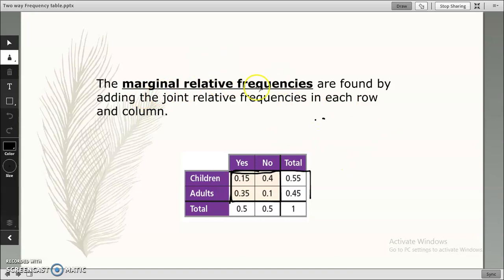Now the marginal relative frequencies are found by adding the joint relative frequencies in each row and column. So for example, 0.15 and 0.4 total to be 0.55. So this is considered marginal. The totals, everything in the total is considered the marginal relative frequencies. 0.15 plus 0.35 equals 0.5.